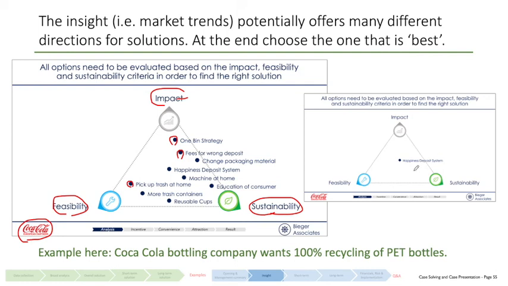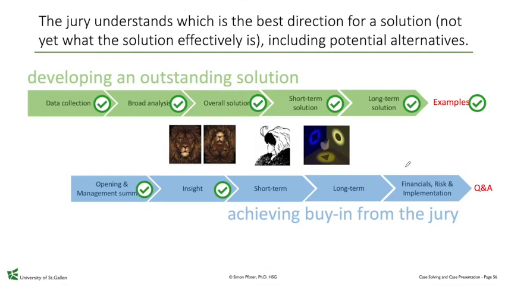On the left side, you basically say these are from the analysis, from the industry trends. These are all the options where our analysis shows that the company could go, and the one suggestion that is positioned the best, which addresses the three objectives in the best possible way, is in this case the happiness deposit system. And then in the next step you would explain the short-term approaches required to make that happiness deposit system possible and the long-term aspects required to make it possible. So, after the insight, the jury understands which is the best direction for a solution. It's not yet what the solution is in detail, and it also shows that there would be potential analysis.